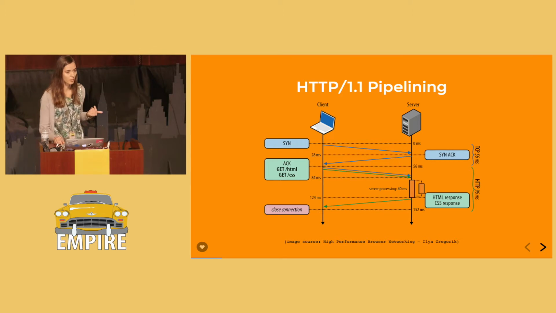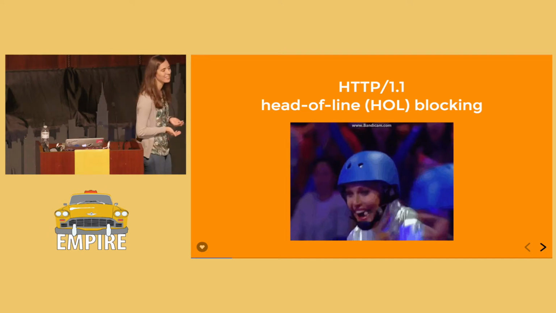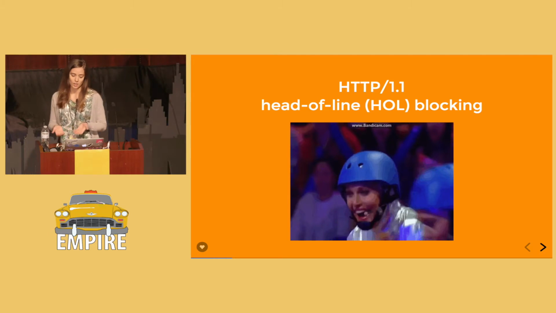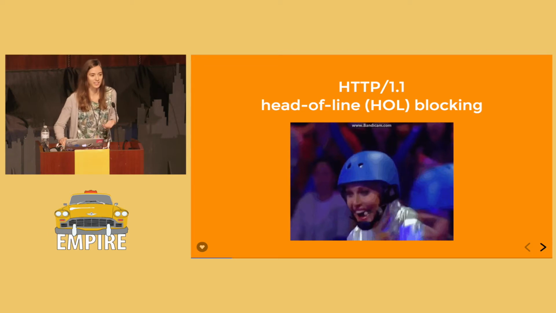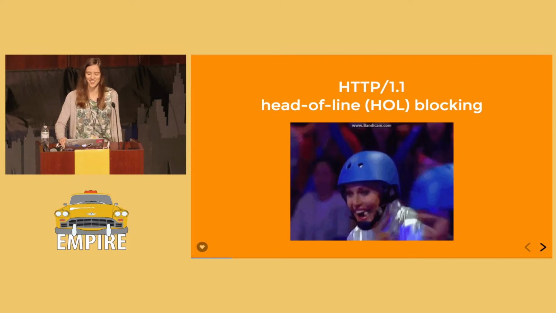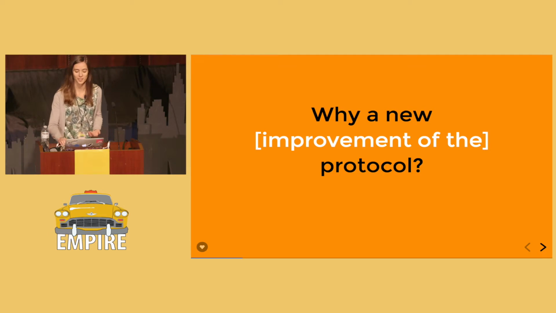However, it could create a problem, and this problem is called head-of-line blocking. Basically, what happens is that when one packet is lost, because we need to guarantee strict in-order delivery, all the packets have to wait till the other one is retransmitted, and this is not good. Our users have to wait. That's not fun, and this is one of the reasons why we want a new improvement in the protocol.